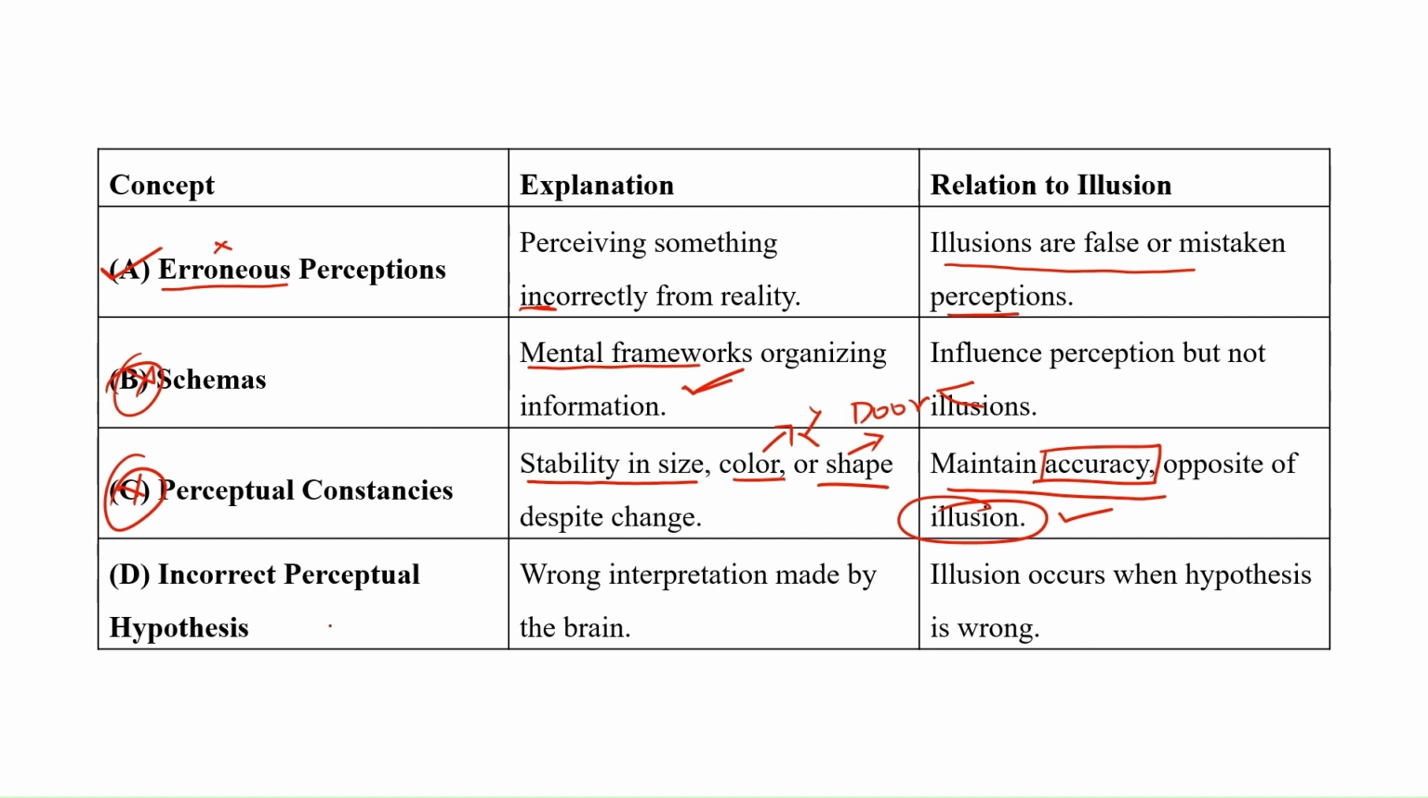Then incorrect perceptual hypothesis is a very direct statement, which means wrongly interpreting the given stimulus by our brain. Technically, an illusion occurs when the hypothesis is wrong, which means our interpretation is wrong, and that is what is directly given. Let's take an example: let's say that there is a rope on the road. Sometimes we perceive it as a snake. So this is a clear-cut incorrect perceptual hypothesis. So this also leads to illusion. So this can also be an answer.